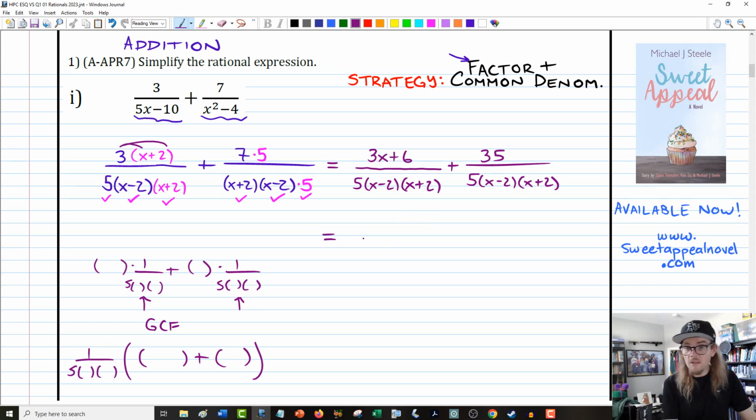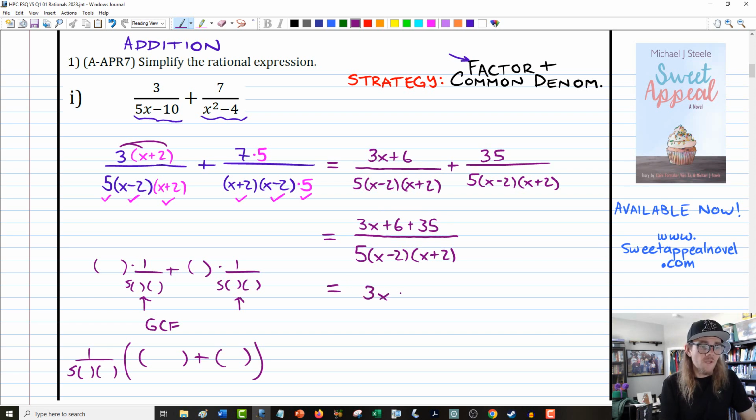We're going to factor out the 1 over 5 x minus 2 x plus 2, but instead of writing it as 1 over, I'm just going to write it all over 5 times x minus 2 x plus 2. And then up top, we have 3x plus 6 plus 35. Now that's technically correct. There's nothing wrong about that, but we can clean this up a little bit and make it look a little more presentable.